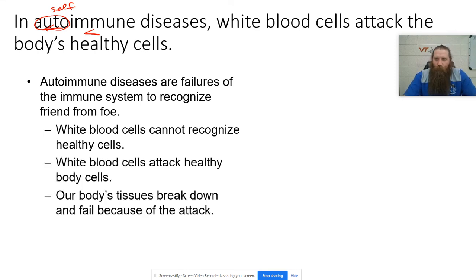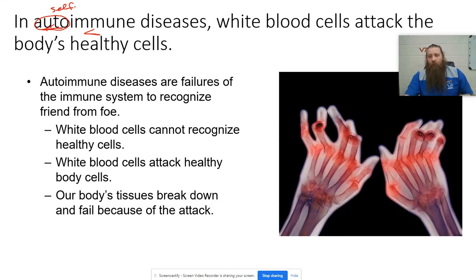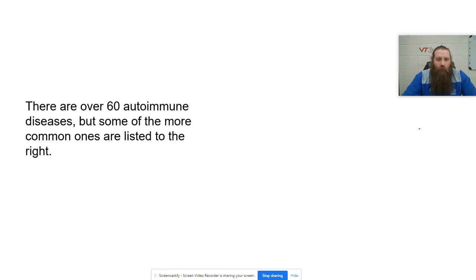Well, if the white blood cells are doing their jobs attacking things, and that causes those tissues to break down, that can lead to things like rheumatoid arthritis, which is what's in this x-ray right here, which looks pretty rough. You can see this joint is very inflamed, right? It's very swollen because the white blood cells are attacking that joint, even though it belongs to the same person that the immune system belongs to.